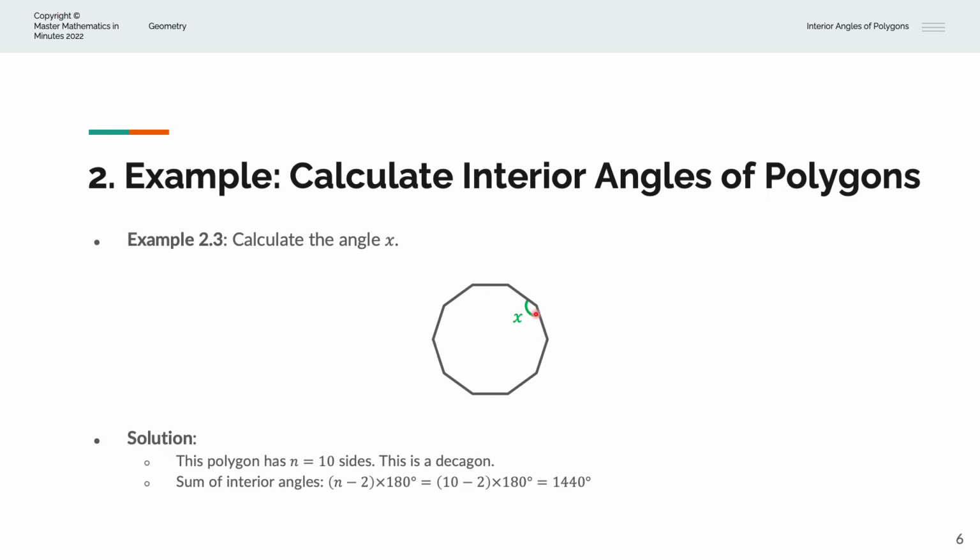So to obtain x, which is one of the 10 angles, we'll divide the total angle by 10 because it has 10 sides and 10 angles. So the size of each of the interior angles, which is x in this case, is equal to 1440 divided by 10, being the number of sides, and that is equal to 144 degrees.